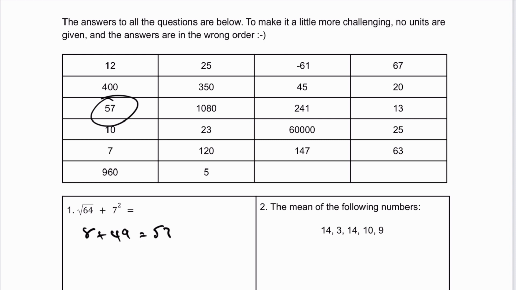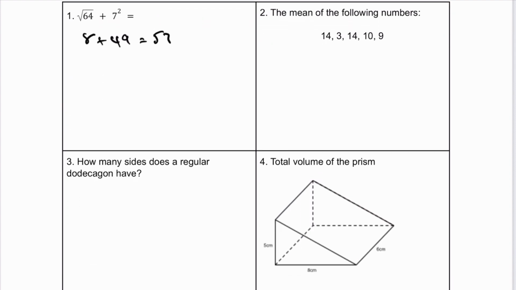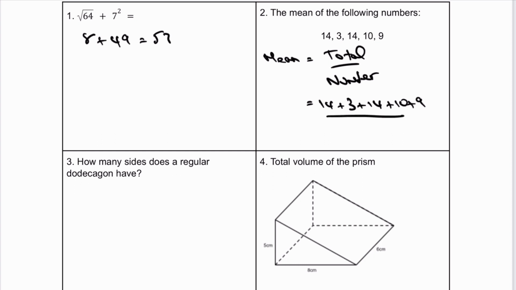All right, let's move on then to question number 2, and I won't be going backwards and forwards as we're working through. Okay, so the mean of the following numbers. Well, to work out the mean of anything, all we do is we say, well, mean is equal to total divided by number. Okay, so what we're going to do is we're going to add 14, add 3, add 14, add 10, add 9, all divided by the amount of numbers we've got, which is actually 5, so that's going to give us a mean of 10 for question number 2. Okay, hopefully that's all right for you.